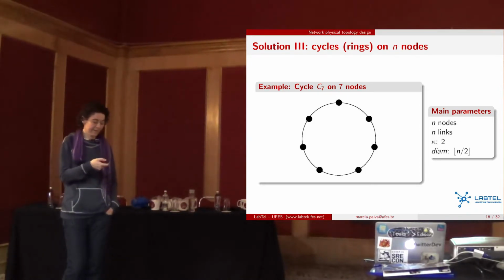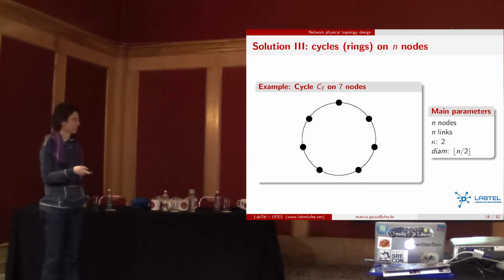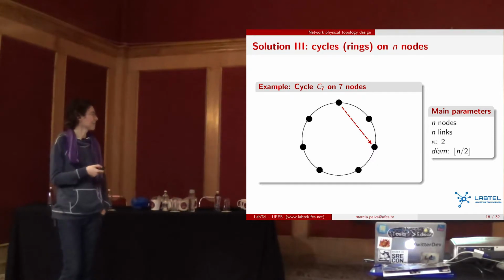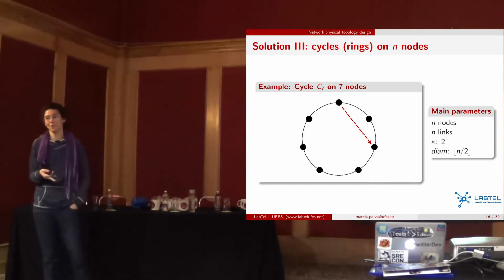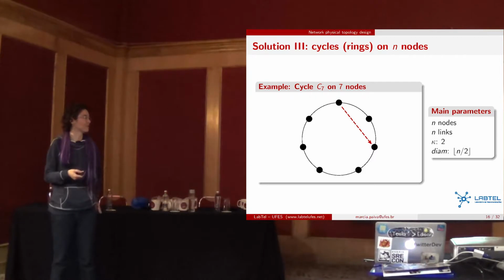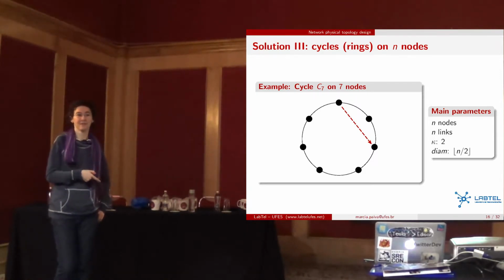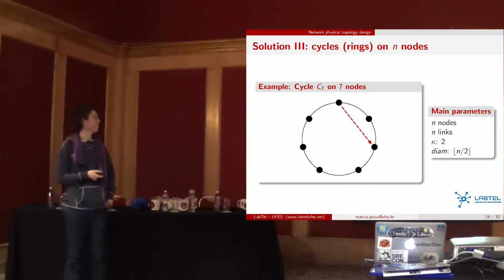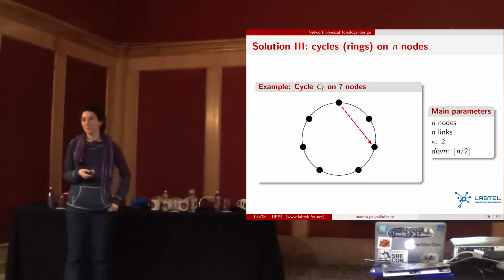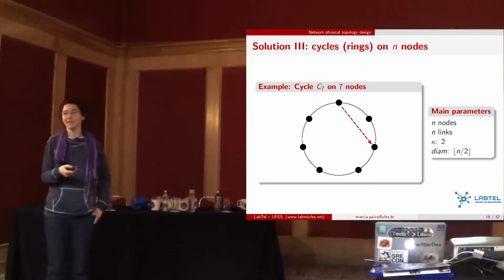So here we have connectivity equal to 2, so the network survives any single link failure. And it uses for that only one link more than a tree. So for n nodes, we have n links. So it's not an expensive topology. What is the problem here? The problem is the diameter.